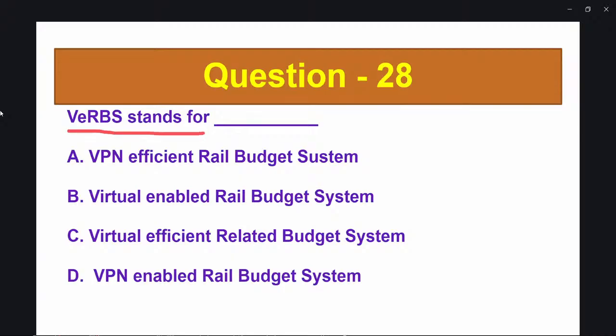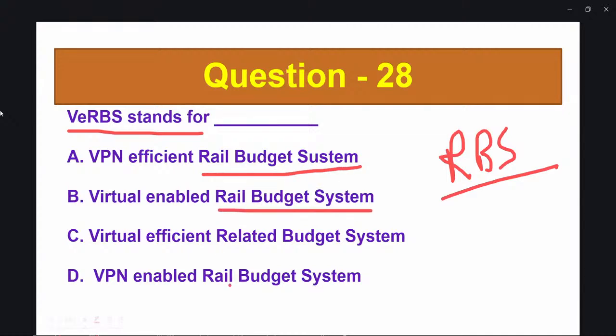VERBS, and RBS also is a separate abbreviation, and VERBS another. Yes, very good. RBS means rail budget system. RBS very important, rail budget system. Then VE means VPN enabled. VPN enabled. Here efficient is incorrect. Virtual is incorrect. Enabled is right. This is VPN right.